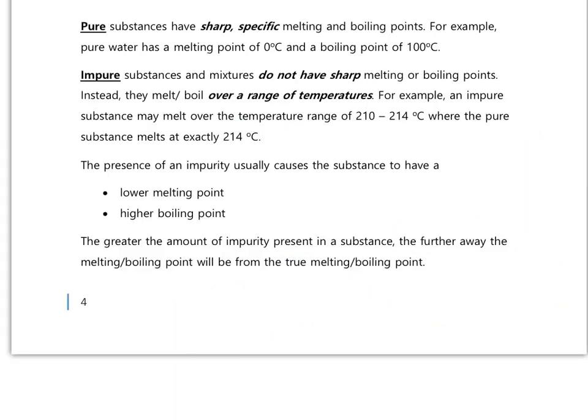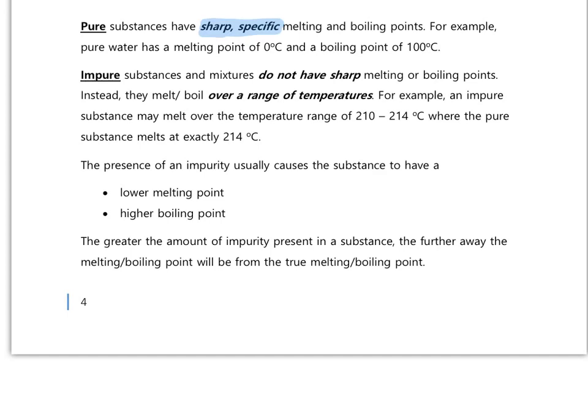So how does this idea of melting point and boiling point relate to the purity of a substance? Well, pure substances tend to have a sharp, specific melting and boiling point. Sharp and specific. What we mean by that is that they will start to melt at, say, for example, 0 degrees C. So that's the sharp part of it, and it's specific. So if that substance is pure, it will match the exact melting point on record for that particular substance. So it's sharp and it is specific.